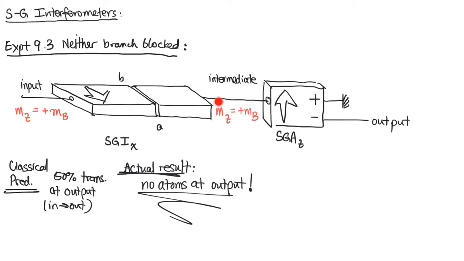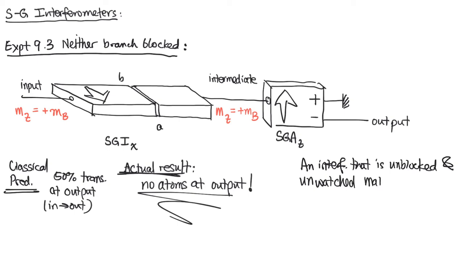Well, notice that the intermediate state is exactly the same as the input state. And the reason for that is that an interferometer that is unblocked and unwatched makes no measurement. Okay, so we can say that an interferometer that is unblocked and unwatched, meaning that we don't monitor the paths that are taken, makes no measurement. Okay, and as a result, the state doesn't change.